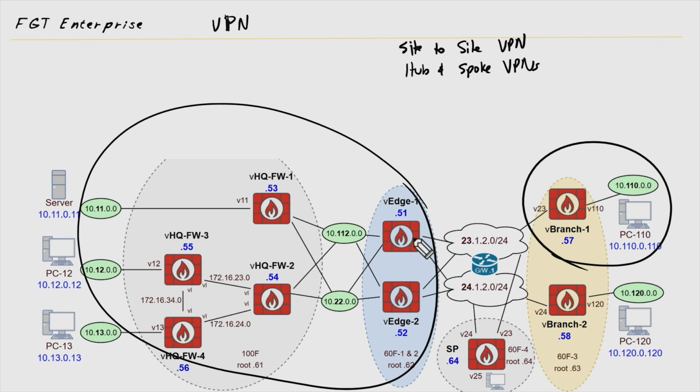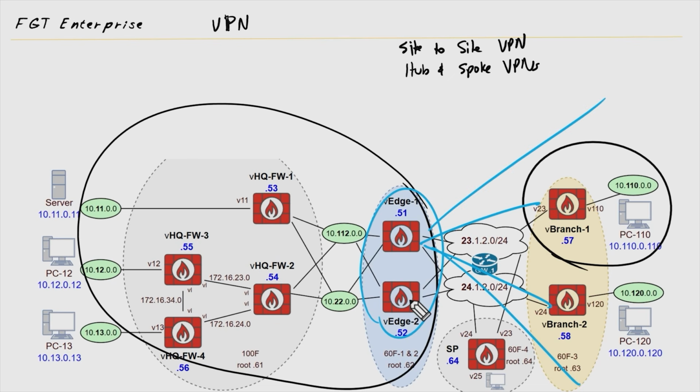And here's what that could look like. We could have our edge 1, or possibly edge 1 and edge 2, acting as hub devices. And let's say we had 40 or 50 remote locations. We could then have an IPsec tunnel from our edges out to those remote locations. For example, branch 1, branch 2, branch 3, branch 4, etc. And that's an example of hub and spoke.